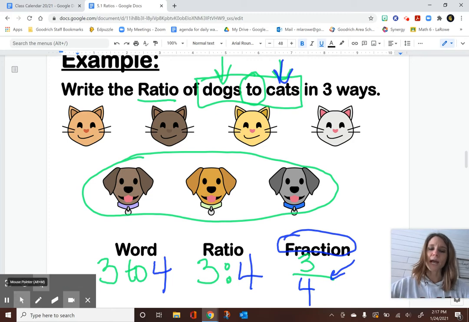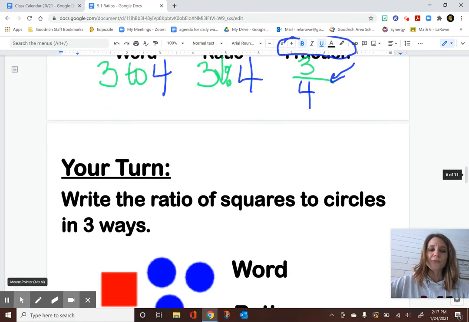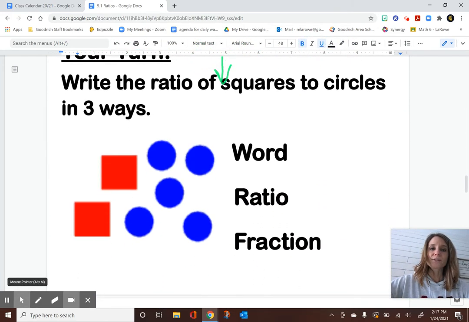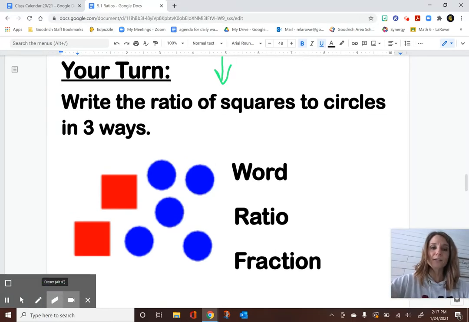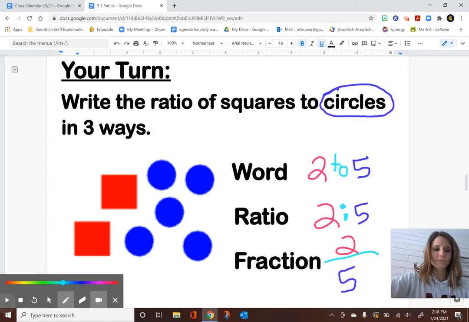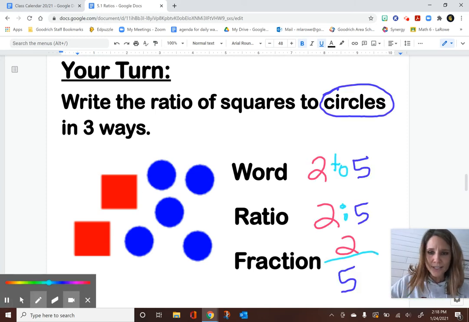Let's give you one to try. You write the ratio of squares to circles. See if you can get it in all 3 ways. We'll pause the video while you work. Let's check and see how you did here.